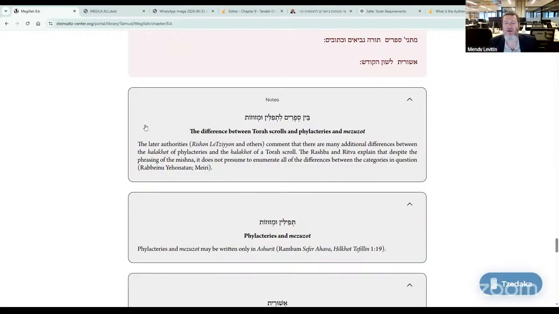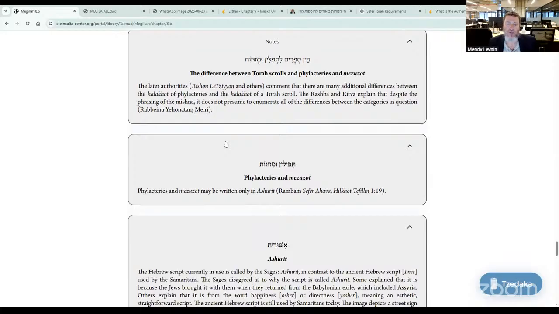Again, the Rashba teaches us in every Mishnah we've been learning so far that we're not talking about all the differences, but some of the differences. He quotes from the Rambam that phylacteries and mezuzahs may be written only in Ashuris, which is the Hebrew that we have today. Ivris is the Hebrew that they had before the first temple. The question is exactly the source of Ashuris, if it actually came from Ashur.